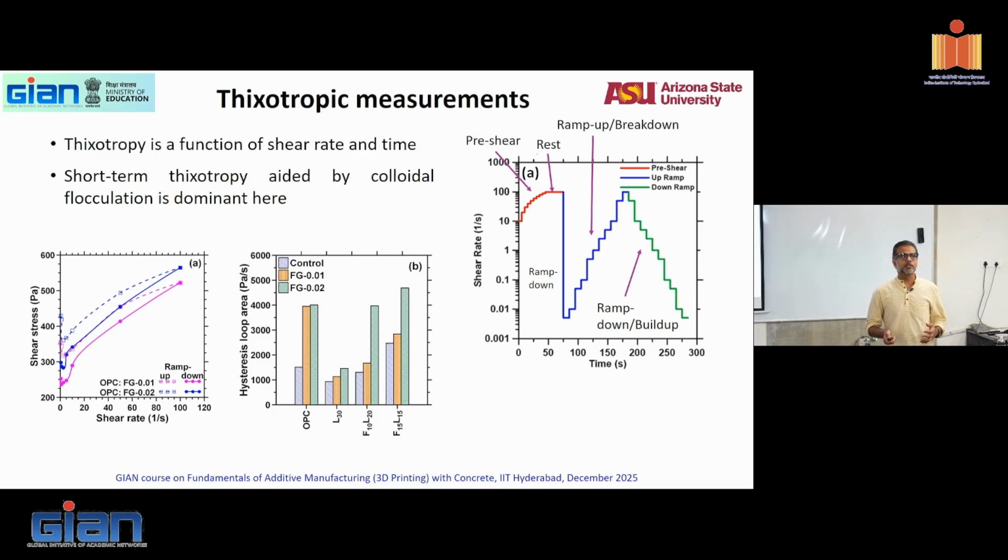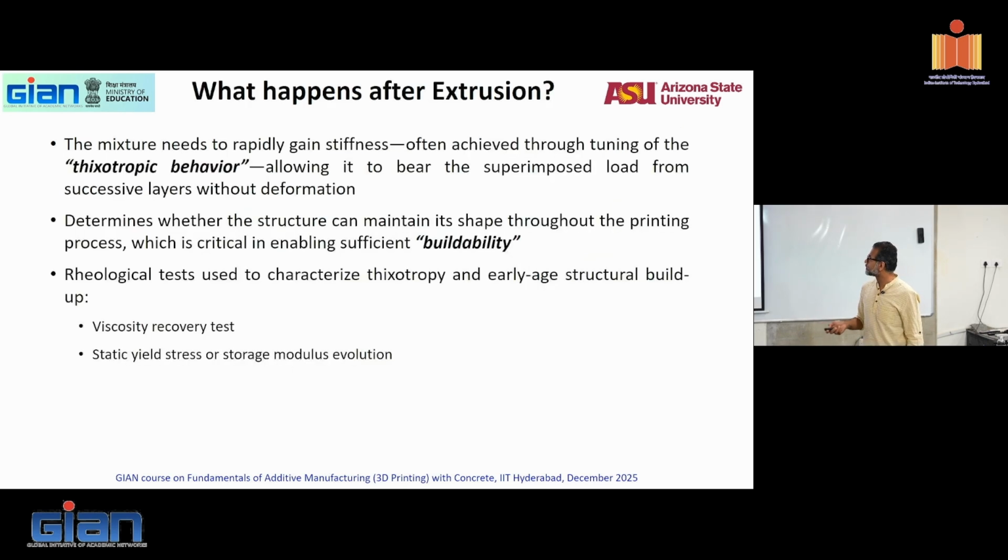So this is short-term thixotropy, primarily colloidal flocculation, because at very early ages you really haven't formed hydration structures. It's basically the flocs coming back together. You've tried to break them up, they're coming back together. So it's basically floc build-up at very early ages. With time is when hydration starts to pick up. What happens after extrusion? The mixture needs to rapidly gain stiffness, often achieved through tuning of thixotropic behavior, allowing it to take the superimposed loads layer after layer. This process is called buildability.